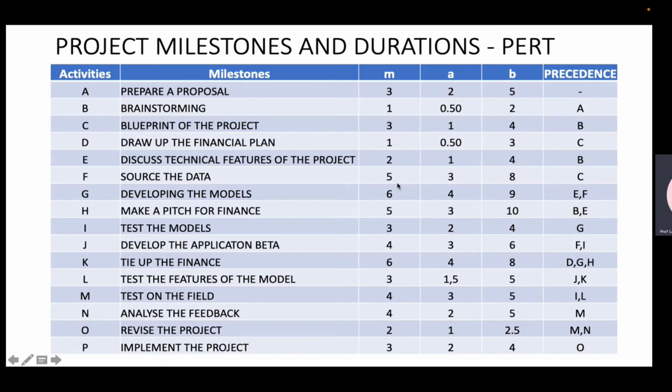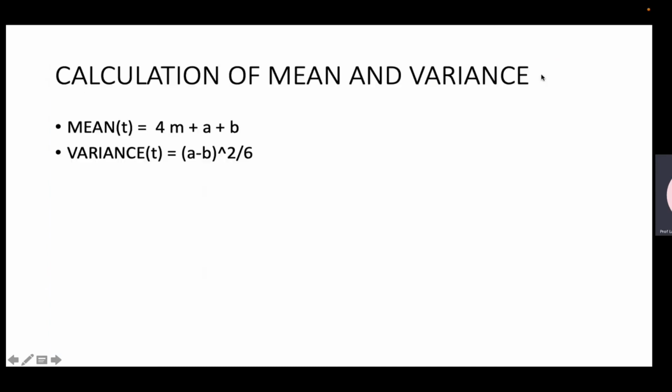In a PERT, we use these values. In CPM, we use these values. In PERT, what we do is we calculate what is called the mean time. Instead of using this, we calculate the mean time, which takes into consideration this. And we also calculate the mean variance. The formula for mean time is (4m plus A plus B) divided by 6. The whole thing divided by 6.